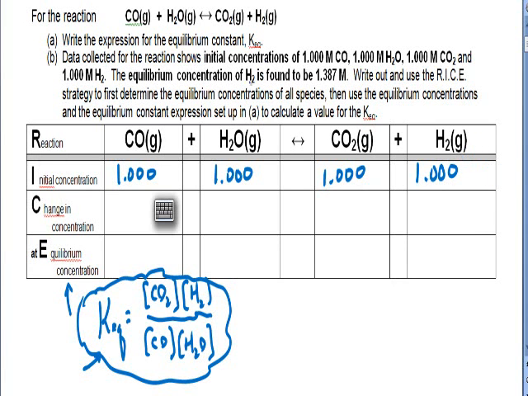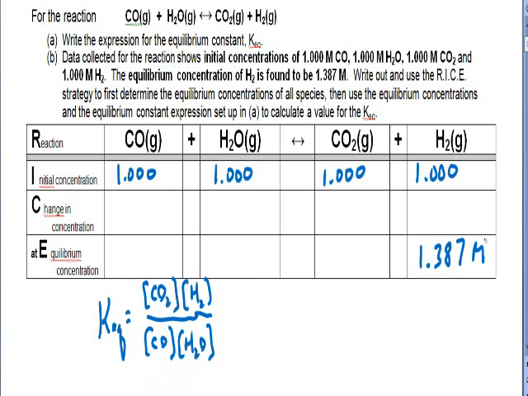The next piece we're given is that at equilibrium the H2 concentration is found to be 1.387. We can put that in as the equilibrium concentration for H2, 1.387 molar. What this now allows us to figure out is the size of the change. The H2 had to go up by 0.387 molar to get up to 1.387 molar in concentration. This allows us to figure out the size of the change for each of the chemicals.